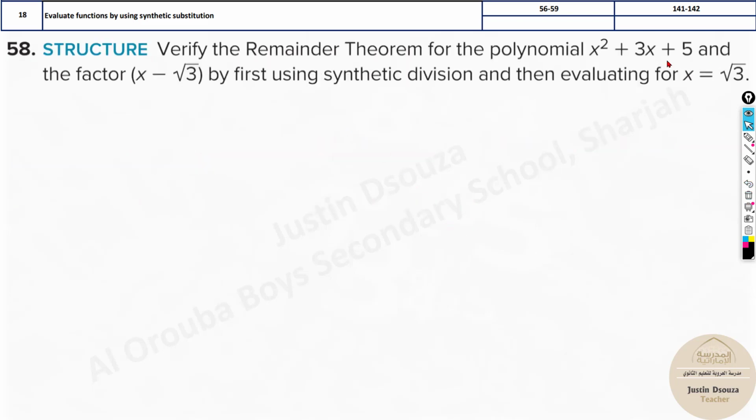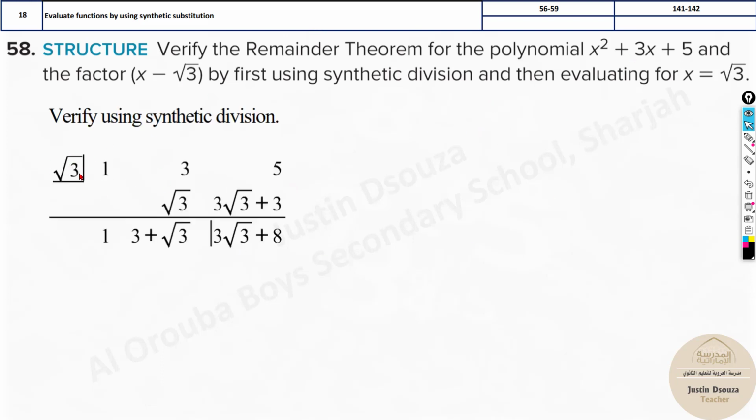And over here, this is a very straightforward problem. What we just did on problem number 56, please do this by yourself. It's just synthetic division. Over here, you have to use root 3, same thing. Don't worry about anything. It's 1 comes over here, multiply, add 3 plus root 3, again multiply, right over here, and then simplify it.